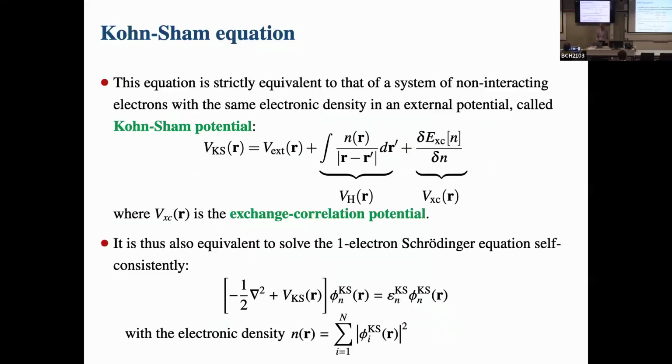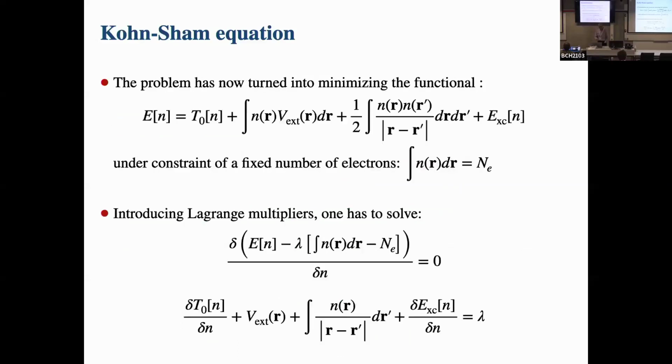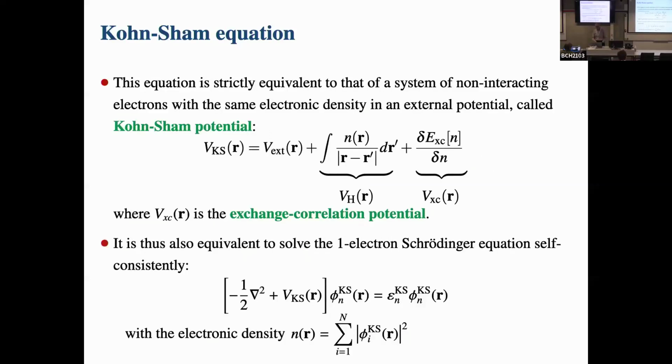And so we can formally write things as if there was a potential, the Kohn-Sham potential, which is the sum of the external potential plus the Hartree potential, and then this term here, which we'll label the exchange-correlation potential. Formally, minimizing the total energy under this constraint is exactly equivalent to solving this Schrödinger equation with one electron, with the density given by this. And again, there's a self-consistency problem because the Kohn-Sham potential includes the density.